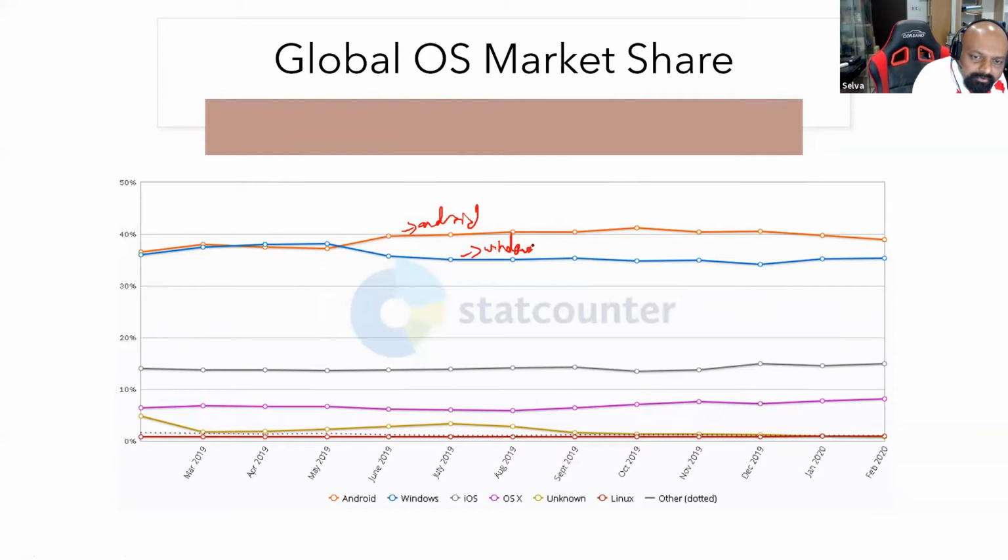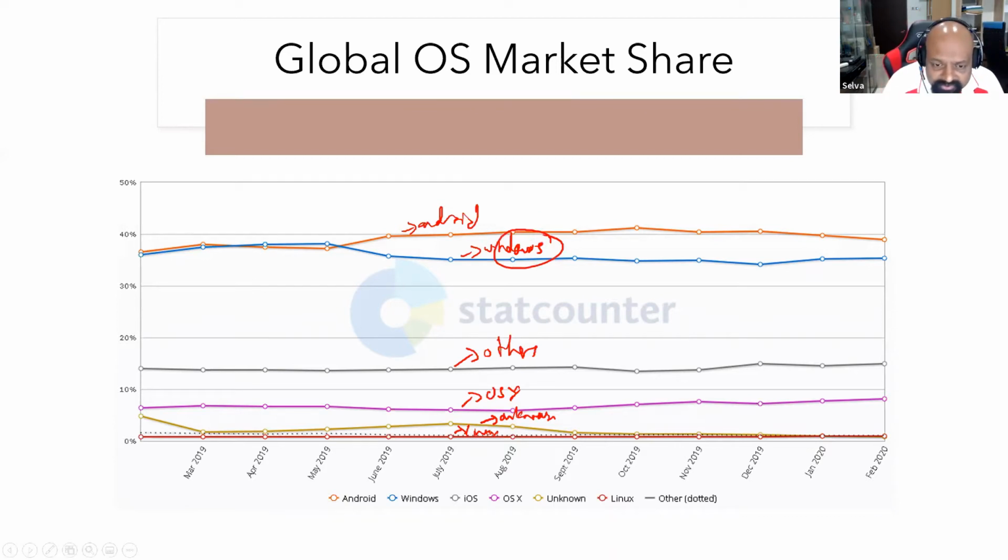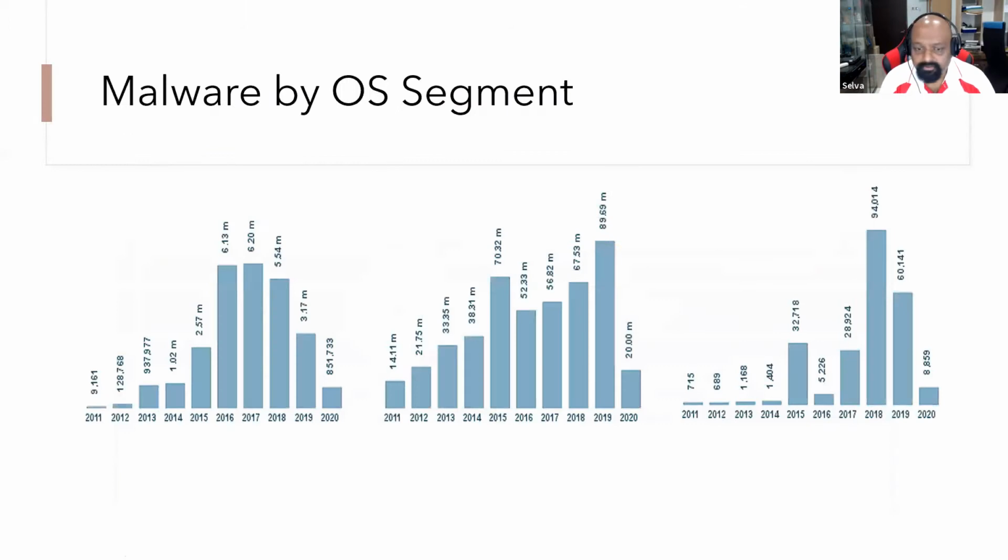Windows. This is others. This is Mac OS. This is unknown. This could be IoT operating systems. And this is Linux. So if you can see, most users in Linux are on server, not desktop. So Windows has very high user numbers, so that's the reason why you see more attacks happen on Windows. And these are malware by OS segment.